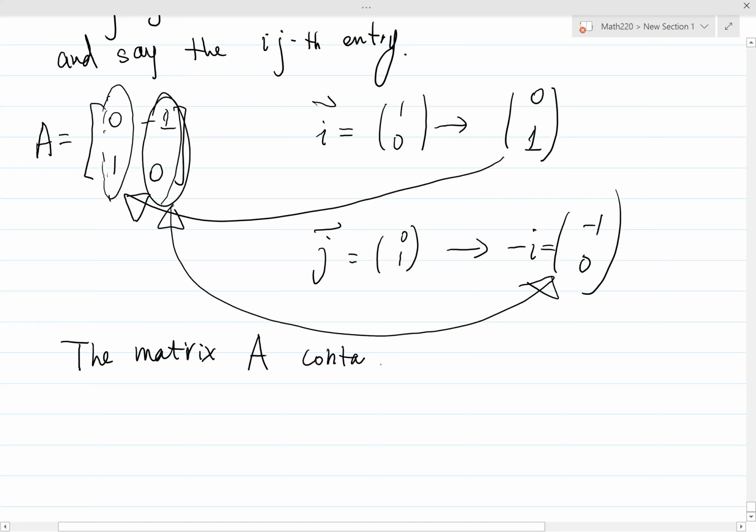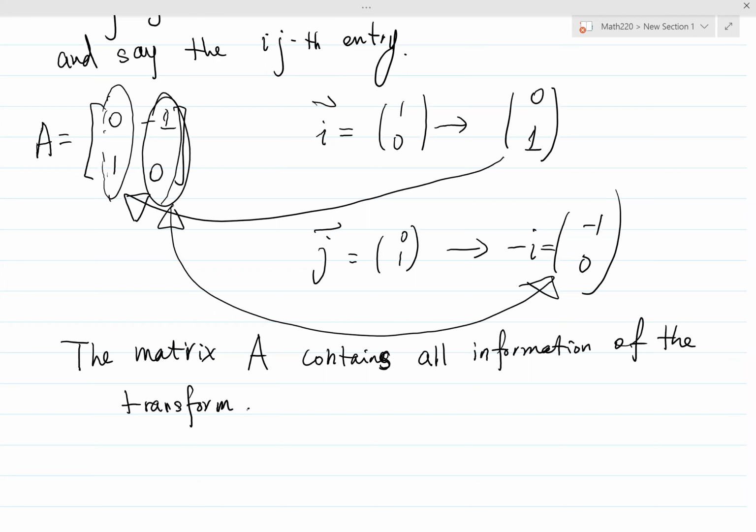Contains all information of the transformer, or the rotation by power tool, because it determines I and J, the output of I and J, then it determines all other vectors.